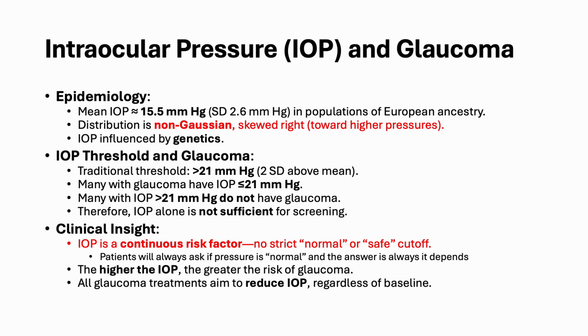The key clinical point is that intraocular pressure is a continuous risk factor. There's no strict normal or safe cutoff. Patients will often ask if their pressure is normal. The best answer is, it depends. The higher the IOP, the greater the risk of optic nerve damage. That's why all glaucoma treatments, regardless of starting pressure, are focused on lowering IOP to reduce that risk.